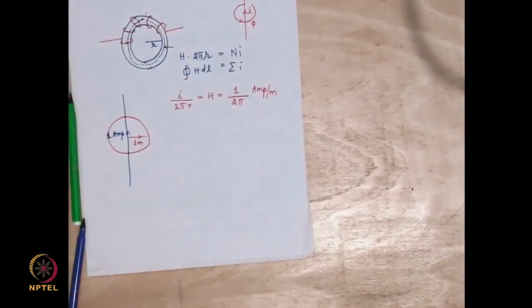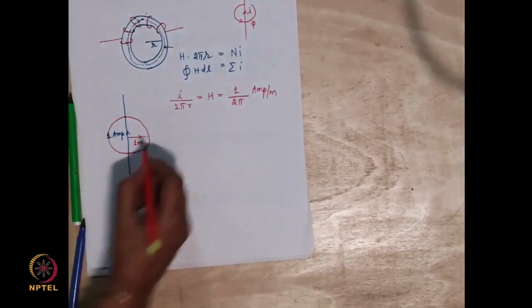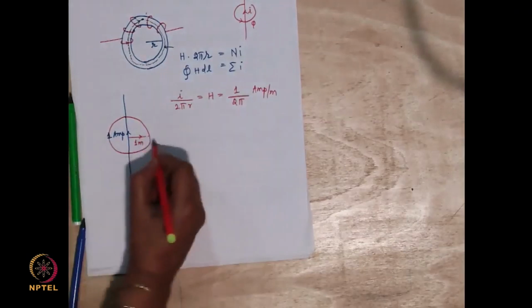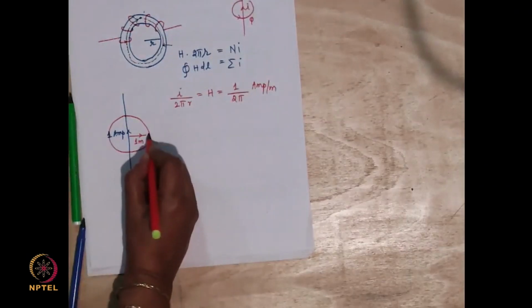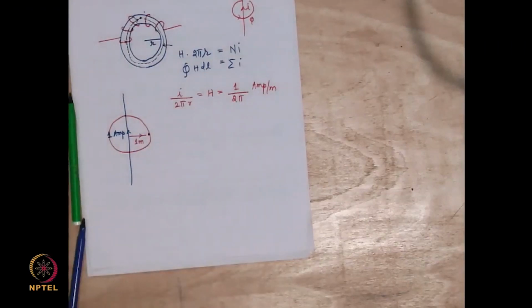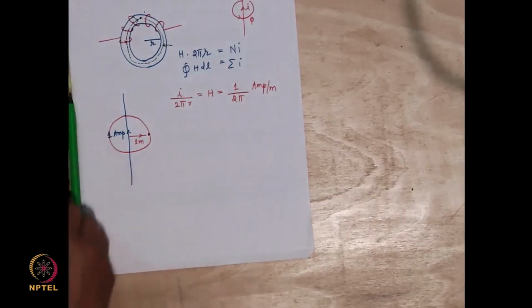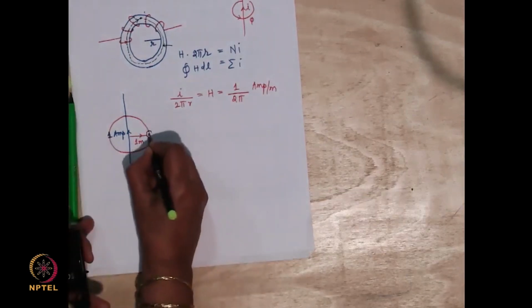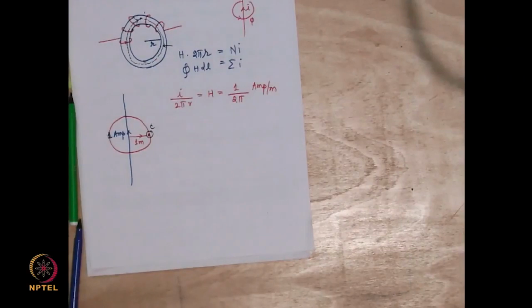This is what is my magnetic field intensity experienced by anything that is placed at a distance of 1 meter away from that infinitely long conductor. I am assuming that the return path of the conductor is very far away, so that is not having any influence on the magnetic field intensity. Right? Let's say at this point, I am going to place another conductor C.